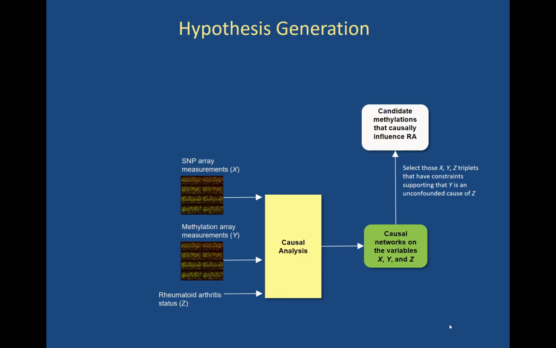We then select those X, Y, Z triplets that have constraints supporting that Y is an unconfounded cause of Z. So then those become candidate methylations that causally influence rheumatoid arthritis. In particular, those Ys in those triplets become those candidate methylations.